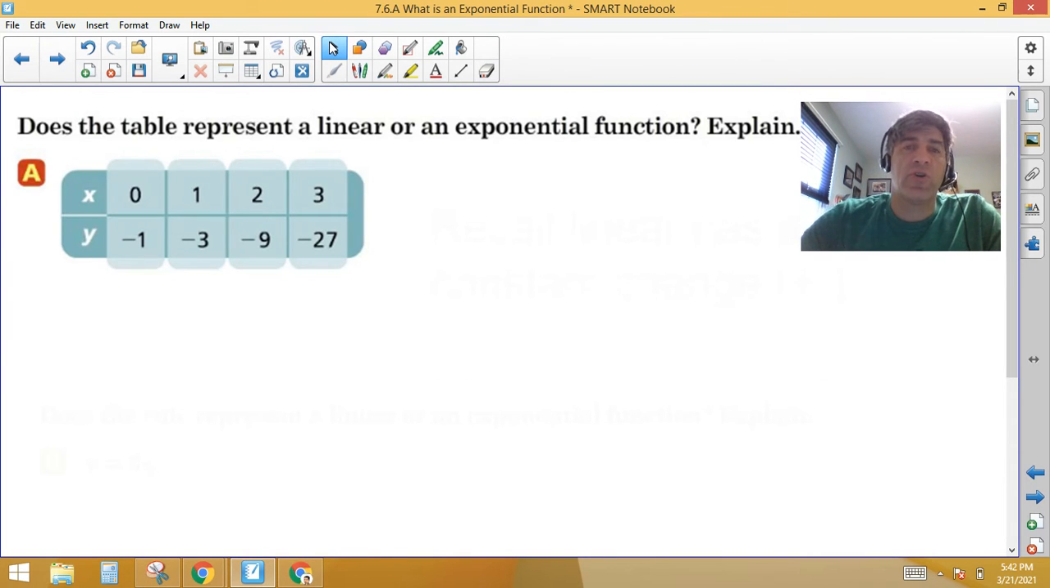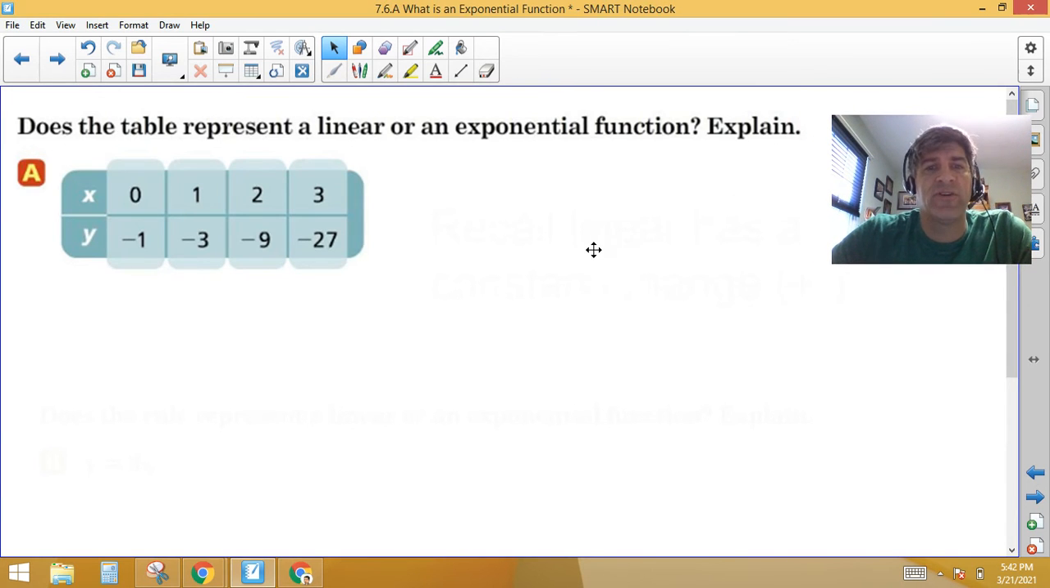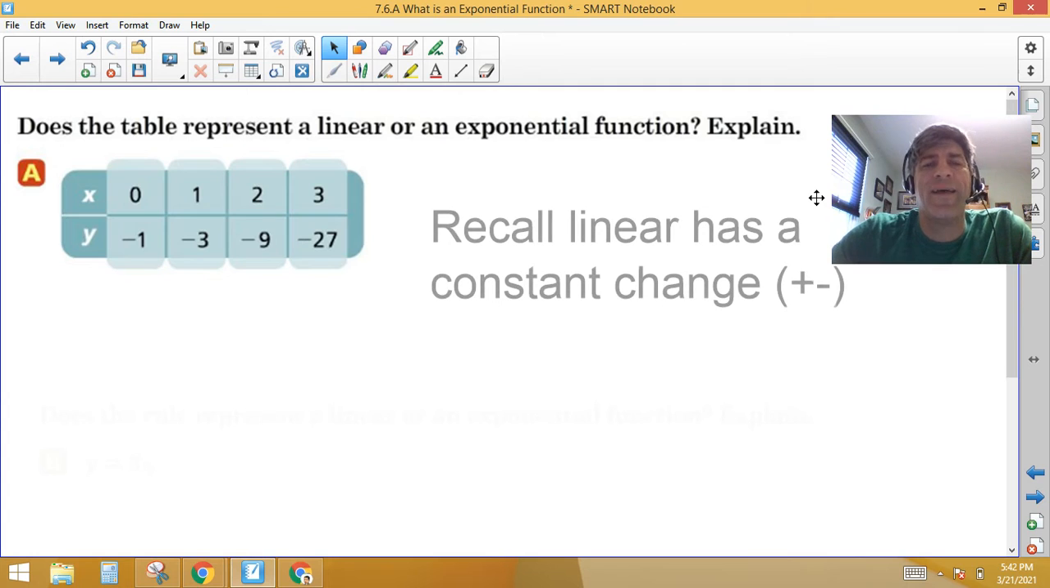All right, so now we're going to start comparing linear versus exponential. So look at this table. Does it represent a linear or exponential function? And real quick review. Recall that linear has a constant change, but it's adding or subtracting. Okay, so look at A. Do you think it's linear or exponential?